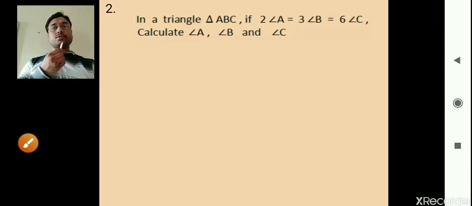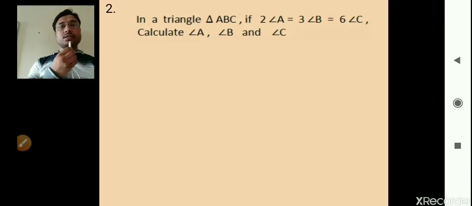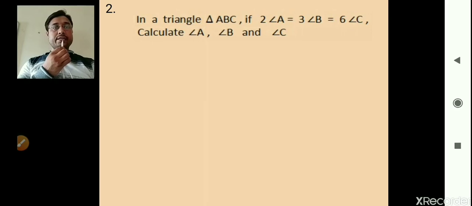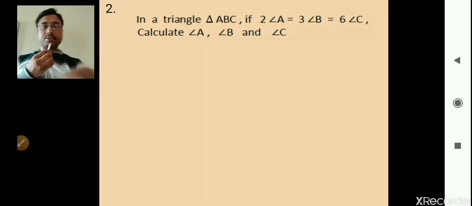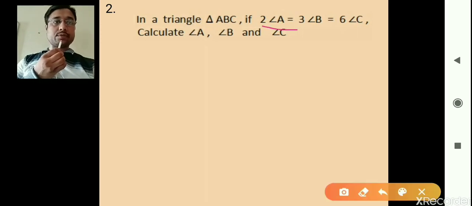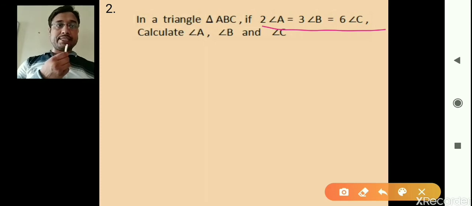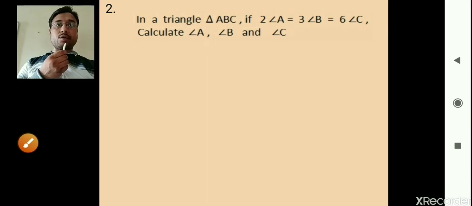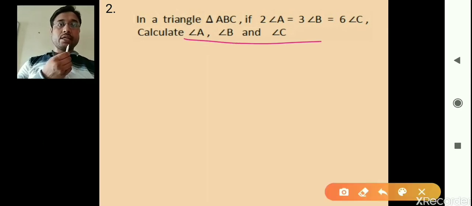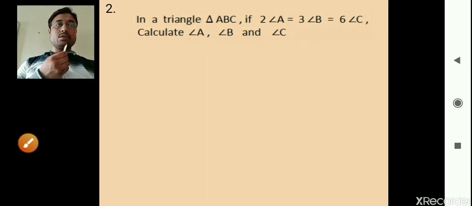Next, you can see this also: in a triangle ABC, if 2 angle A equals 3 angle B equals 6 angle C. This is the equation given. Then calculate angle A, angle B and angle C. Separately all these angles you have to calculate. How will you do it? Look here.